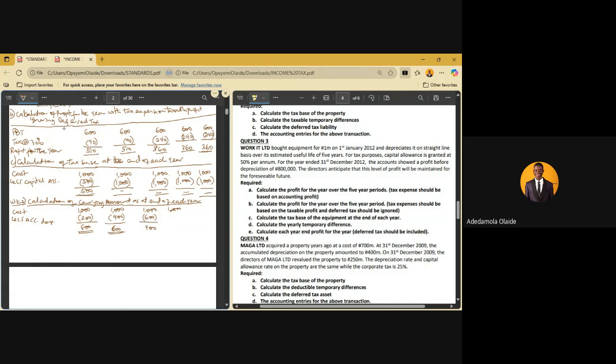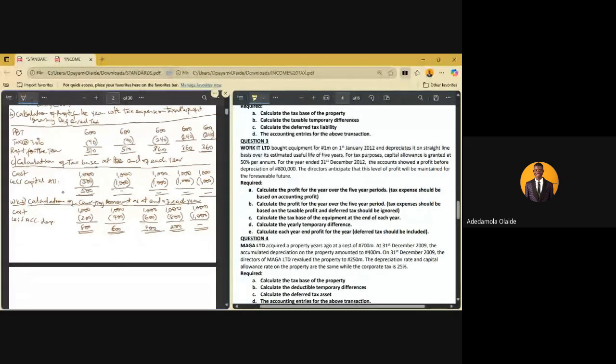In the fourth year, the cost is what? 1,000. Accumulated depreciation 800. Carrying amount to be 200. Then in the last year, cost is 1,000. Accumulated depreciation is also 1,000. That will make it nil.